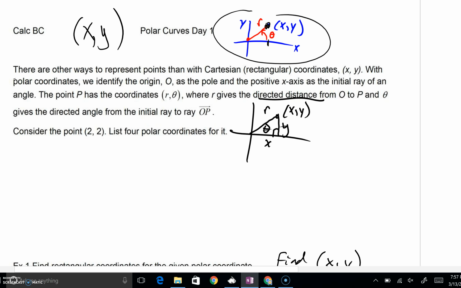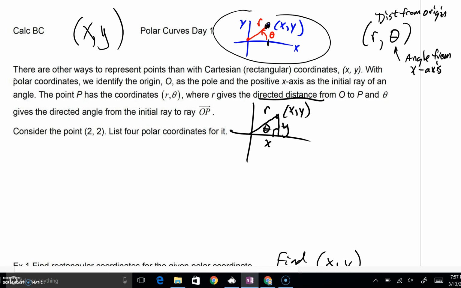There's another way to identify a point, though, and to represent it, not with a Cartesian rectangular coordinate of x comma y, but in polar coordinates, where you'd have r comma theta. And r would be your distance from the origin, from the pole as we call it, and theta would be the angle from the x-axis to this point in question.